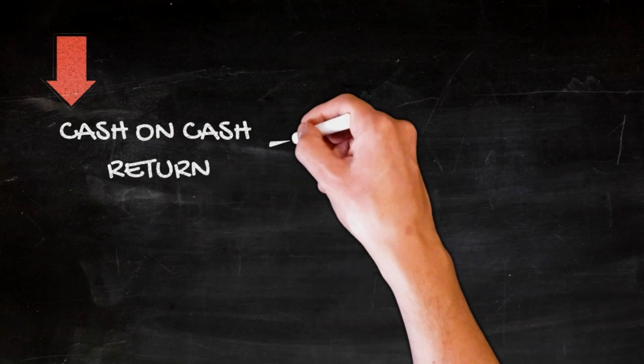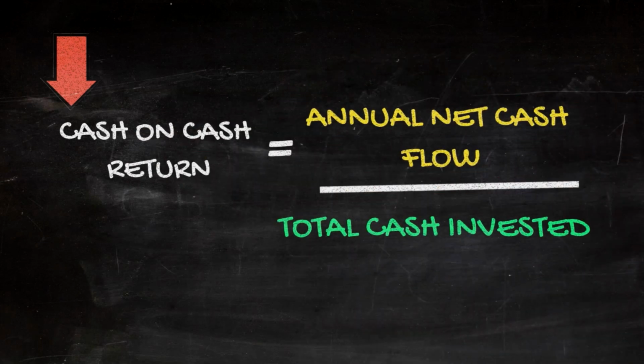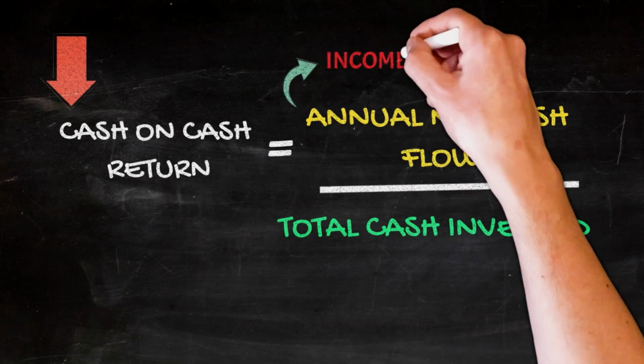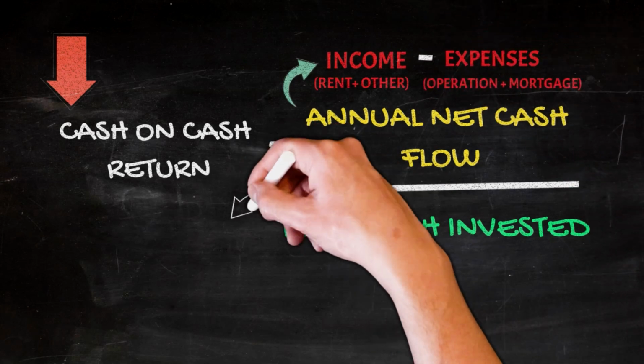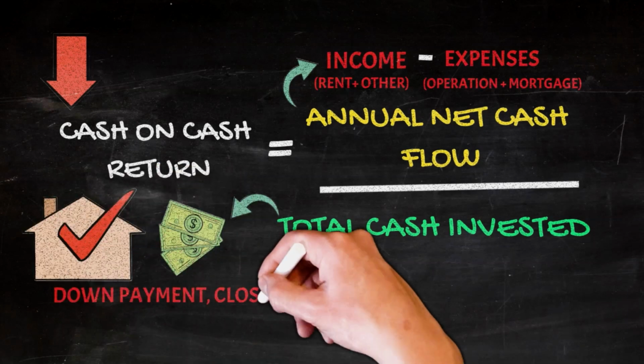Here's how it works. To calculate the cash-on-cash return, you'll need to divide the property's annual net cash flow by the total amount of cash invested in that property. The net cash flow is the property's income from rent and other sources minus its operating expenses and mortgage payments. The cash invested is the amount of money that you put into the property, including the down payment and any closing costs.